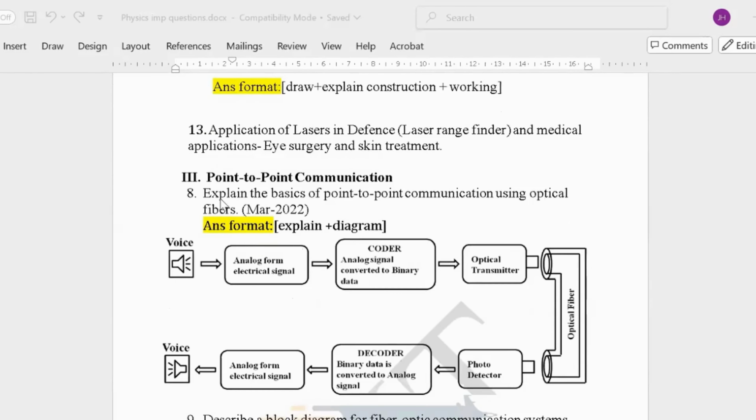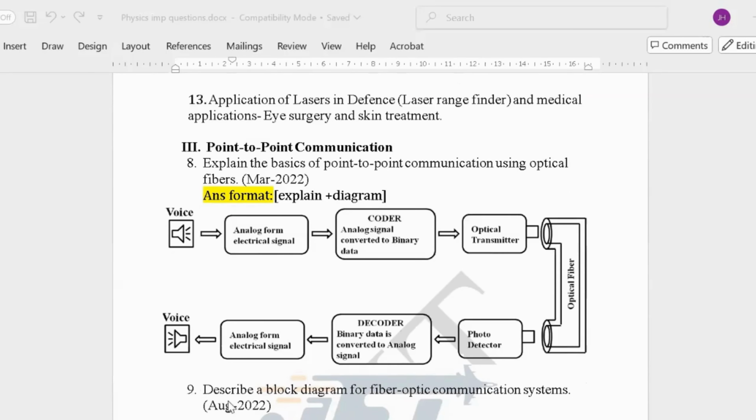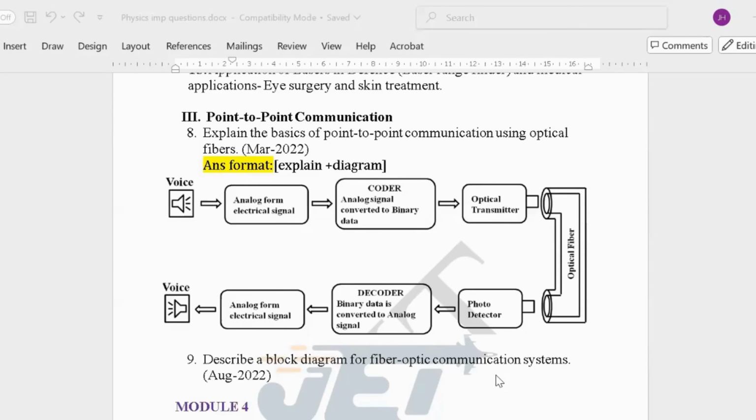Point-to-point communication. Here we have explain the basics of point-to-point communication using optical fiber. Or they might again ask it as the 9th question: describe a block diagram for fiber optic communication system. So both are the same question. Don't get confused. This is the block diagram you're mandatorily going to draw, and from the block diagram itself, you can explain. So that is what the block diagram is all about. It is very easy. You can have a glance at how it works through the theory part, but in case you get confused in the exam, from the block diagram you can write. Okay, those are the skills you should know to crack the exam.